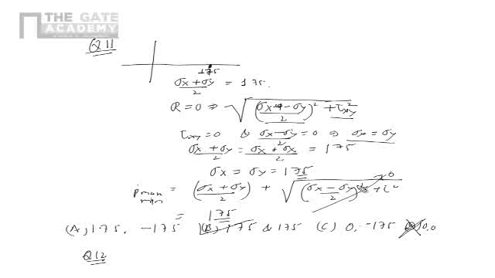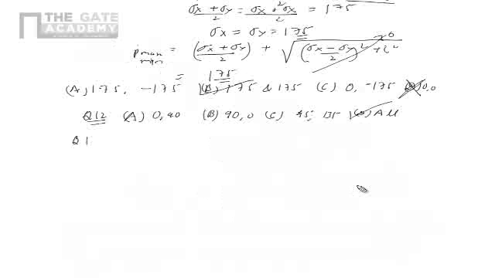Now in question 12, the options are: 0, 90. These are directions or angles. Option B is 90, 0. Option C is 45, 135. And option D is all directions. So that is the right answer. It is all directions.